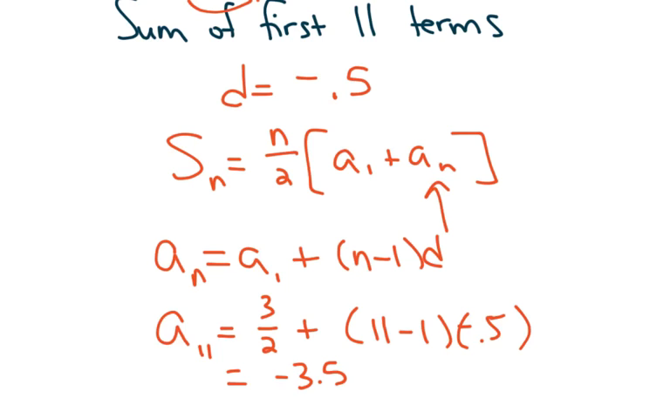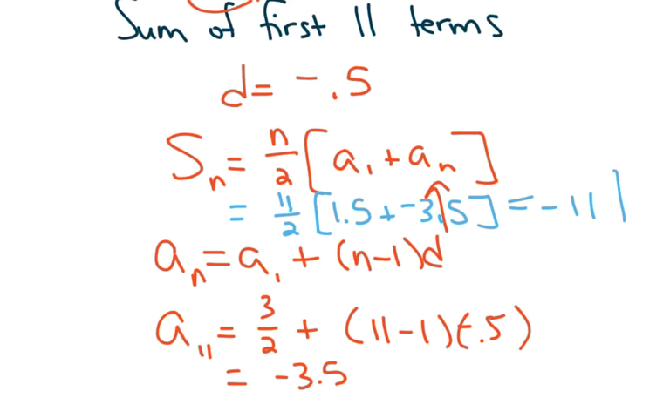Now I'm going to come back up here, and the sum is going to be 11 over 2 times the first term plus the last term. And it turns out the sum is going to be negative 11.